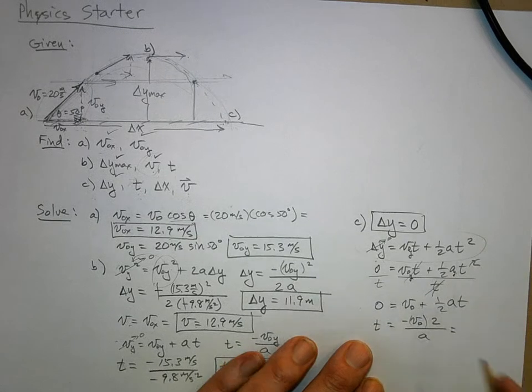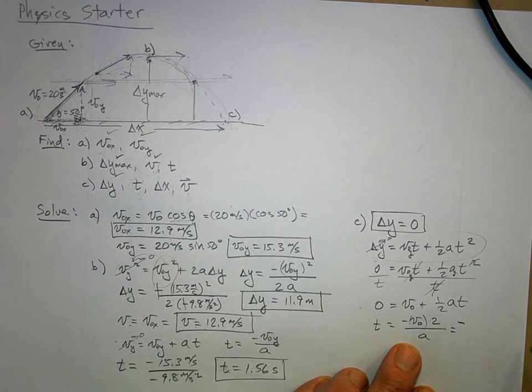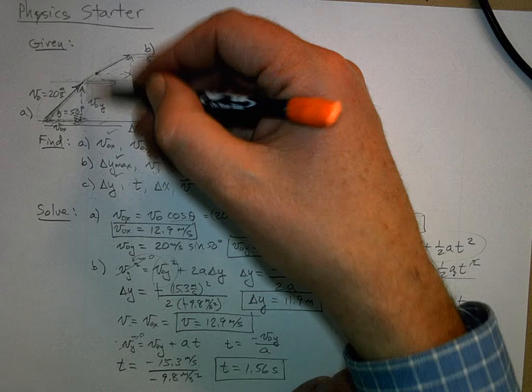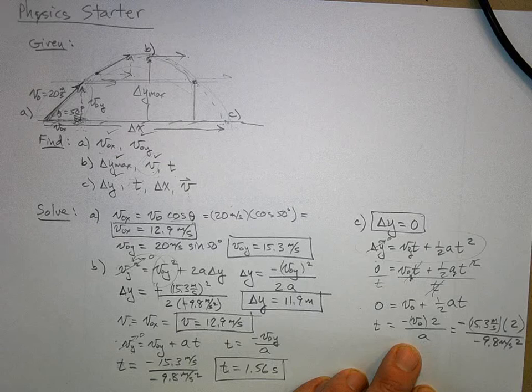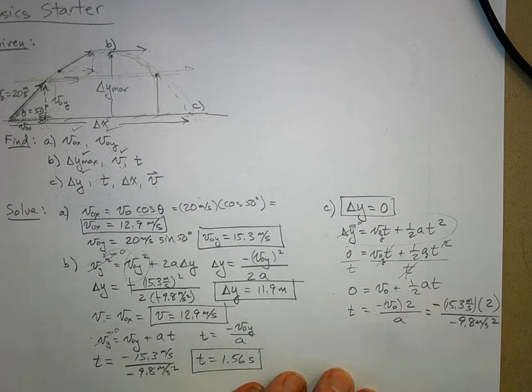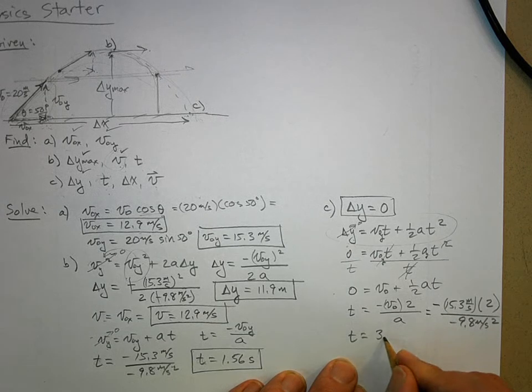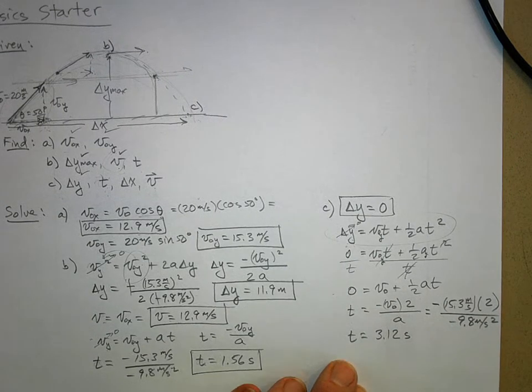Let's plug in our values. Negative, what is v naught in the y direction? It's 15.3, times 2, divided by negative 9.8 meters per second squared. And now I can get the time. So 15.3 times 2 divided by 9.8 equals 3.12 seconds. Yay.